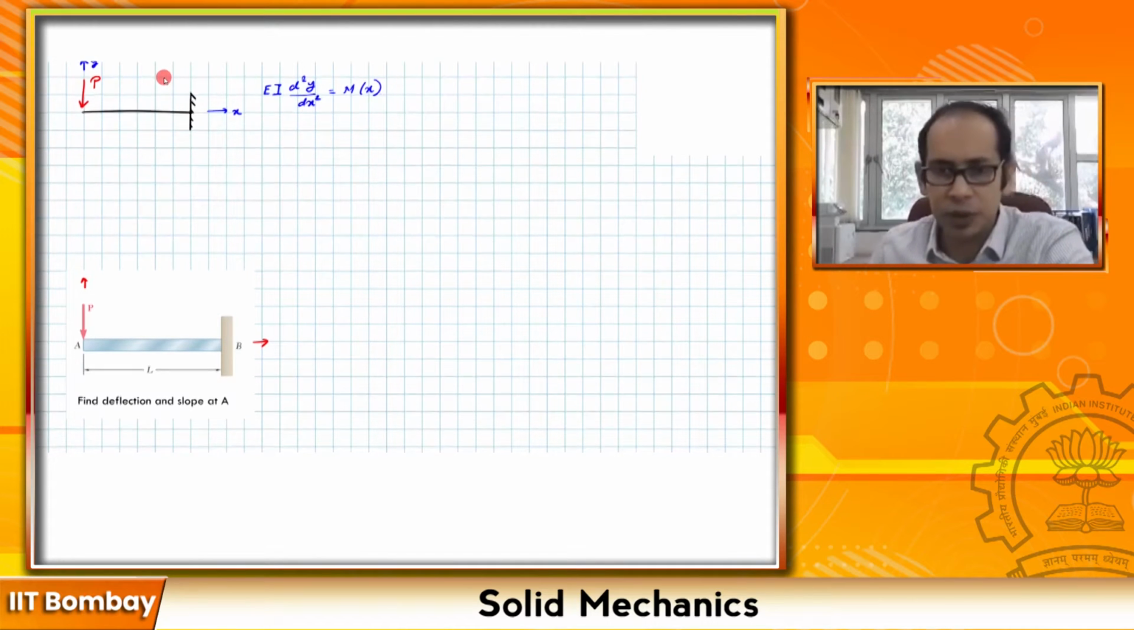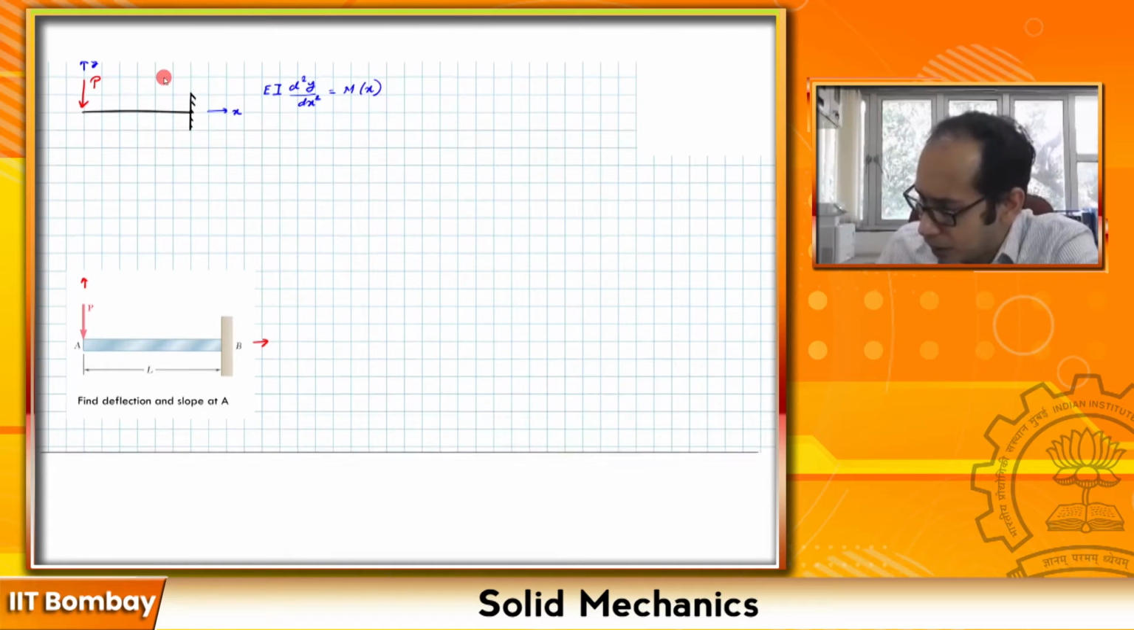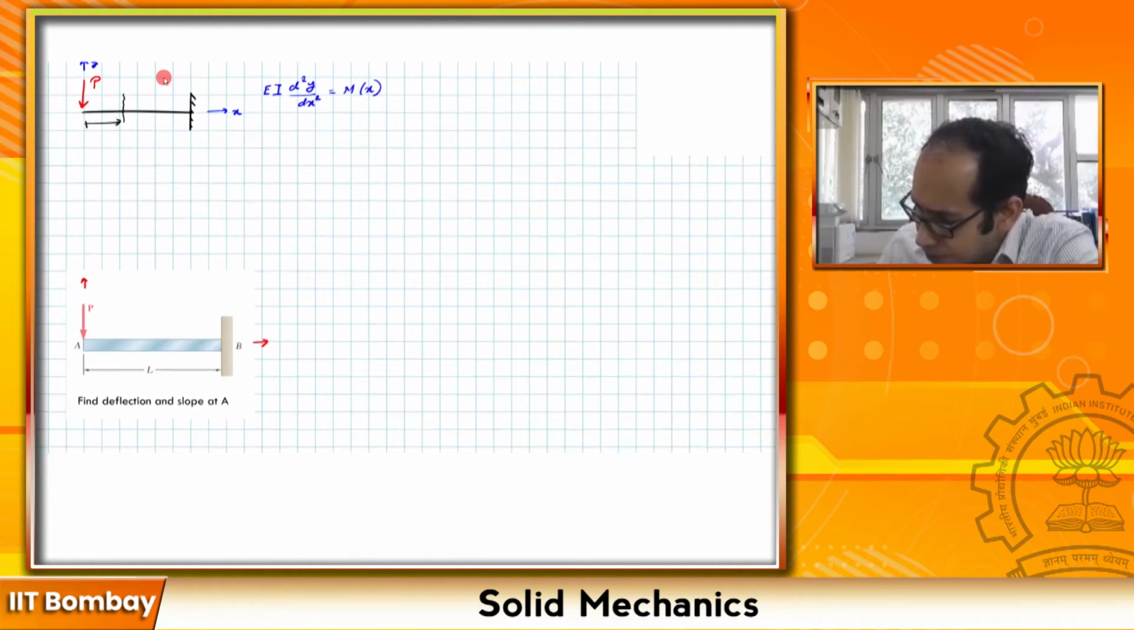To get the expression for the moment, we use the method of sections. If we draw a section at any distance x from here and write the equilibrium of that particular section, what you have is something like this. You have the beam, and this is your load P.